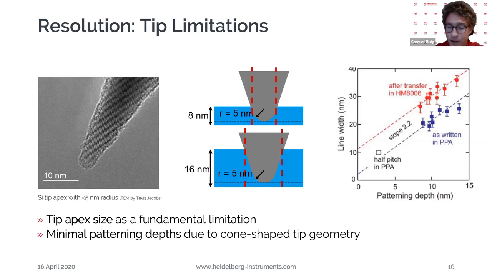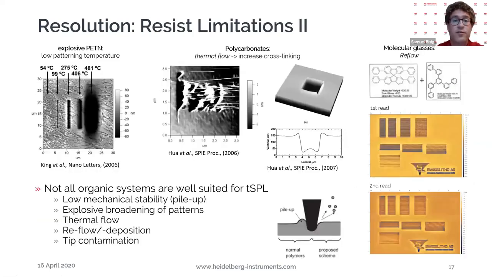So the result of that is that we actually would like to indent only very shallow into the pattern. I will come back to this later in the talk. So after the resolution from the tip, there's the other part of the system, and that's basically our resists. And you can see here that we have a lot of variety of resists you can use.